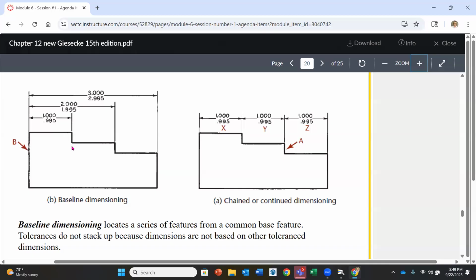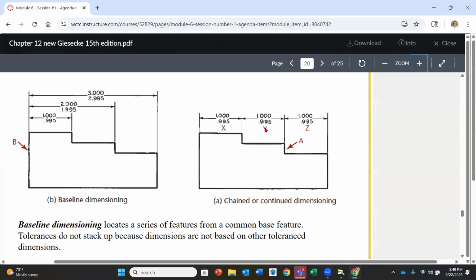And individually, that's as far as they can go, 5 thousandths, 5 thousandths, 5 thousandths. Now, if we take the very same part, we dimension it a little bit differently, called chain dimensioning. So I start with the 1 on that left-hand side to my first step, and notice that I have, not plus or minus, just a difference of 5 thousandths.